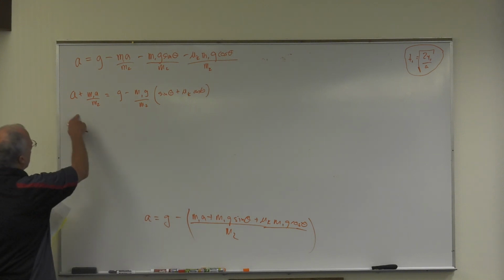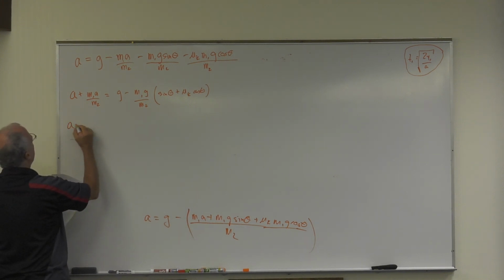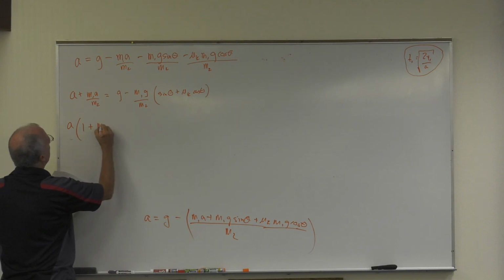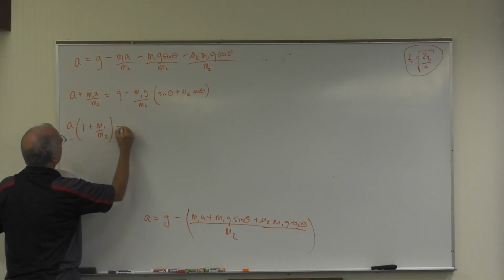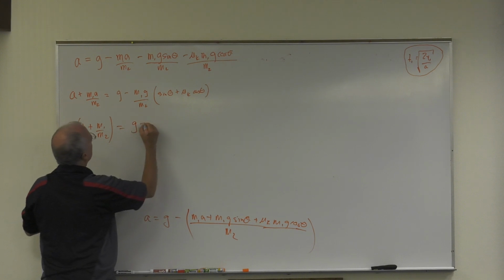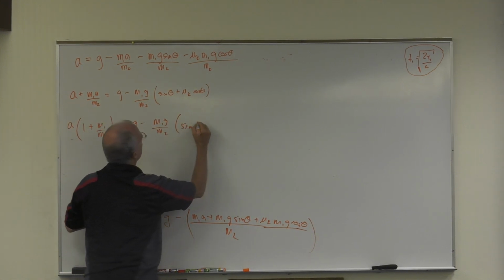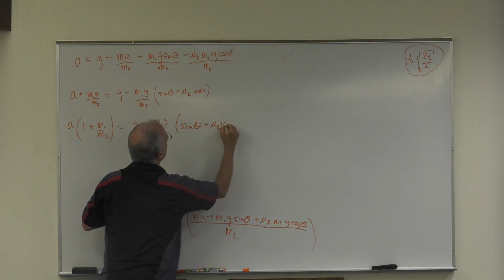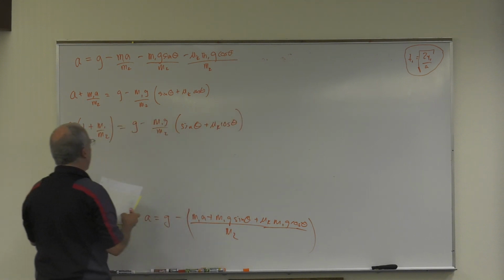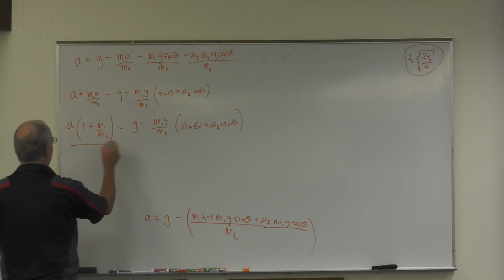Now remember we want to solve for A, so we got to factor it out. A times 1 plus M1 over M2 equals all this junk. All right, now to get A, we're going to divide by this.